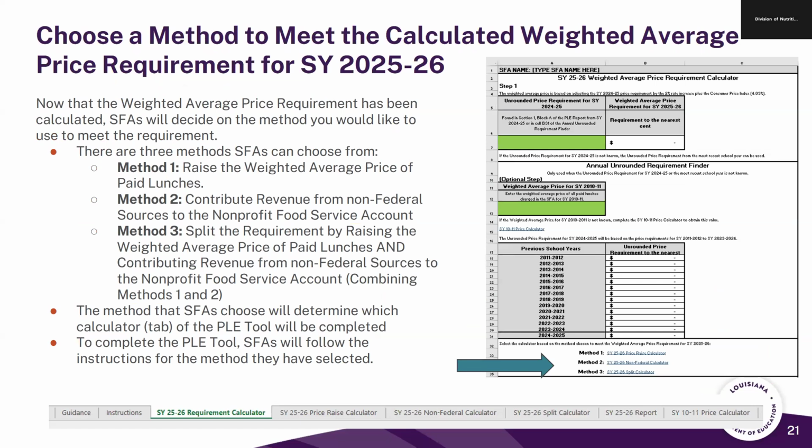So now that the average weighted price requirement has been calculated, SFAs then need to decide what method you're going to use to meet the requirement. And as we said before, there are 3 methods. Method 1, you're going to raise your price. Method 2, you're going to contribute non-federal sources to the nonprofit school food service account. Or method 3 is you're going to combine methods 1 and 2. You're going to raise your prices and you're going to use non-federal sources to contribute to your nonprofit school food service account. Again, the method you choose will determine which calculator tabs of the tool you will need to complete. And then to complete the tool, you will follow the instructions for the method you have selected.